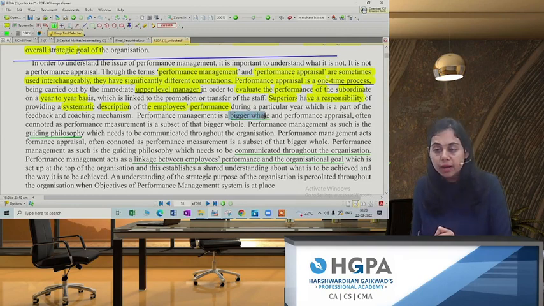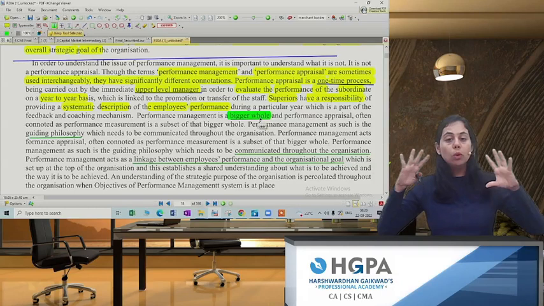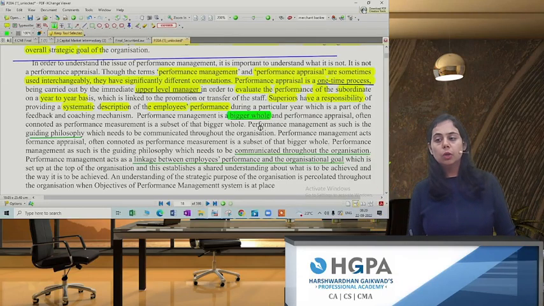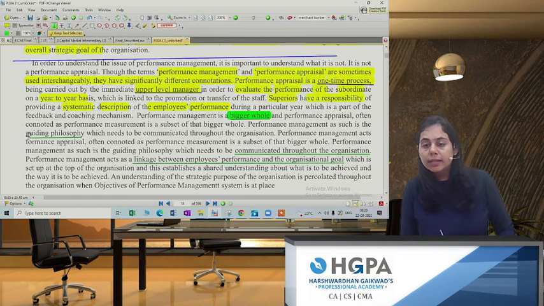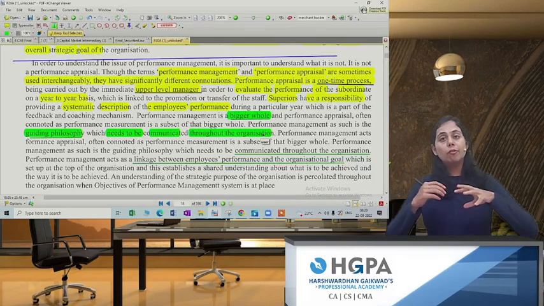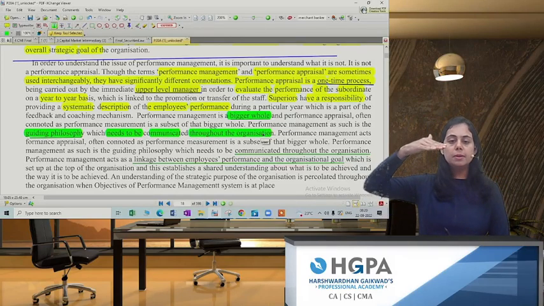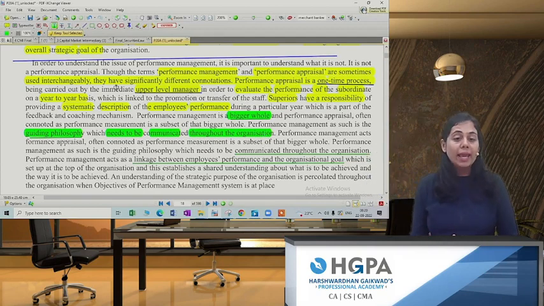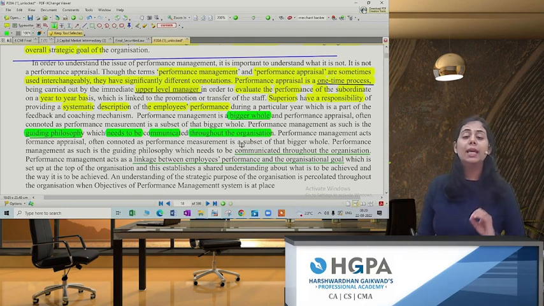This concept is a bigger concept and this concept considers the whole performance of the company. Okay, often it is a what? It is a guiding philosophy which needs to be communicated throughout the organization. So here what happens is, in a company, performance management is communicated to everyone in the company, whether it's a lower person, a middle person, or top management. Everything will be communicated to the complete organization. What you want in performance management, how you are going to achieve, what are your targets, all these points will be communicated to the entire company.